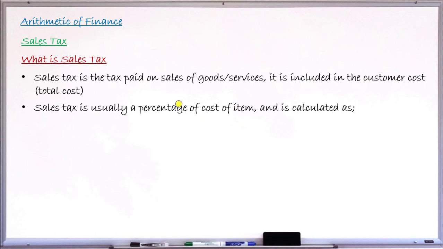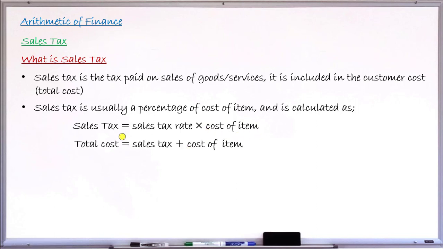And it's usually calculated using this simple formula. Sales tax equals sales tax rate, that is this percentage which is usually given in the question, multiplied by the cost of the item, that is the cost to the manufacturer or service provider. Total cost is given by this simple formula: sales tax plus the cost of the item. I repeat, the cost of the item is the cost as far as the manufacturer is concerned. When you add his cost and the sales tax, it gives you the total cost. This is the consumer's cost.